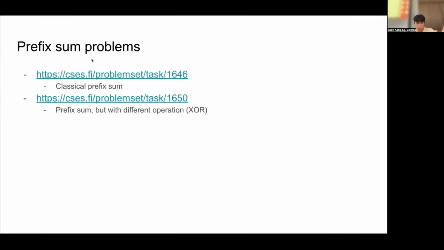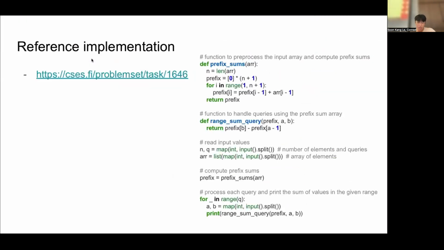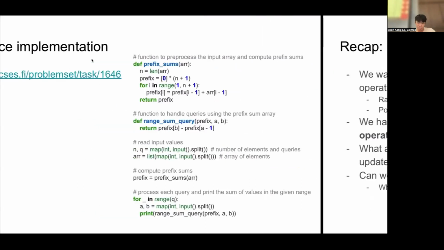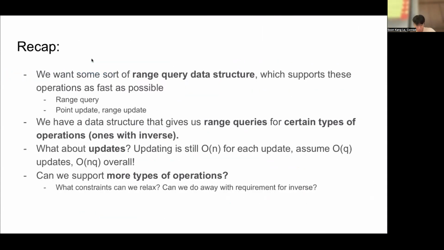So there are some prefix sum problems. It's a reference implementation, but I won't really go into that. Okay, so we wanted some sort of range query data structure which supported these two operations: range query, point updates and range updates. So far, we've seen that prefix sums allow us to get range queries in O(1) time, right?